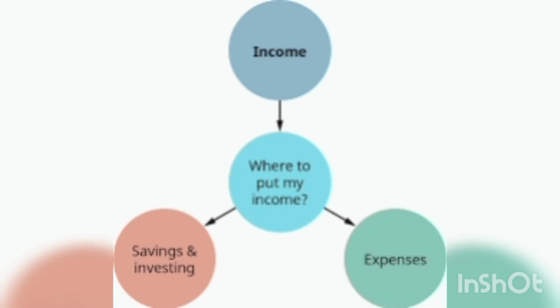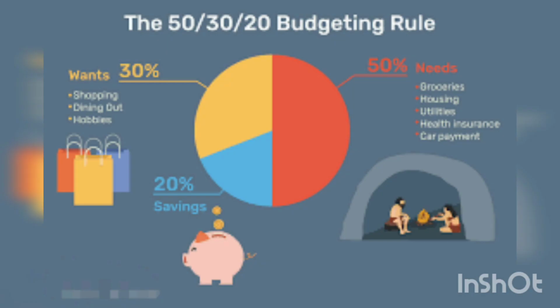4. Budget for savings and investments. Determine how much money you want to save or invest each month. Allocate a portion of your salary for long-term goals such as an emergency fund, retirement savings, or other investments.